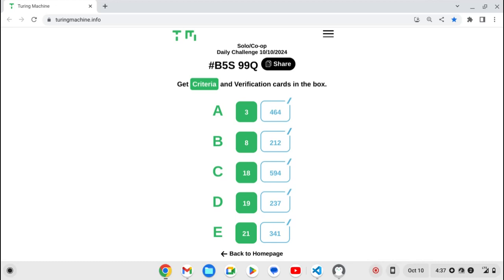Let's begin. Today's October 10th, 2024, and we're solving the Daily Turing Machine Puzzle. Today's puzzle uses the following 5 criteria cards: criteria card 3, 8, 18, 19, and 21. And the puzzle uses the blue verification cards. The code above is your way to get more information on today's puzzle by searching the code on turingmachine.info. Let's go solve.